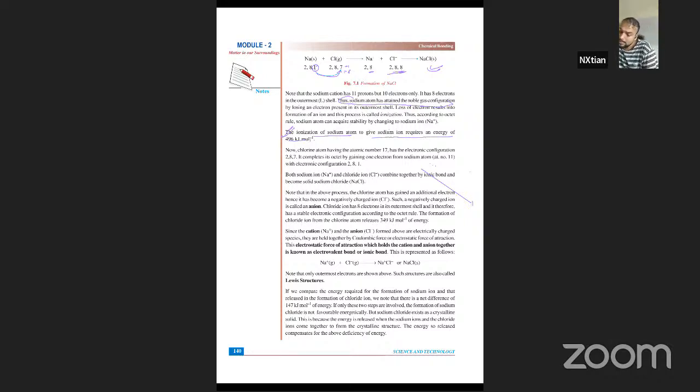So basically, the anion and cation bond which is formed is called an electrovalent bond or ionic bond, as we learned, and the bond between them is very, very strong. You need a lot of temperature. It should be written like this.